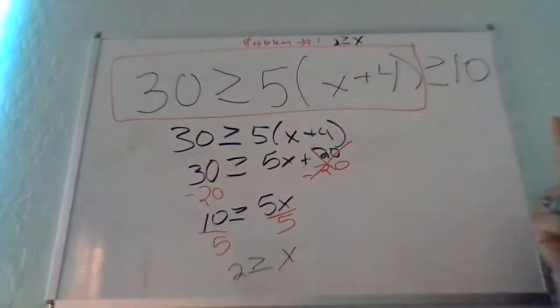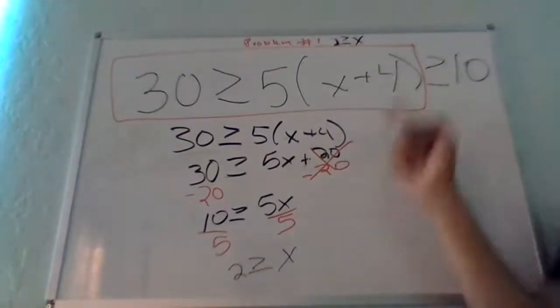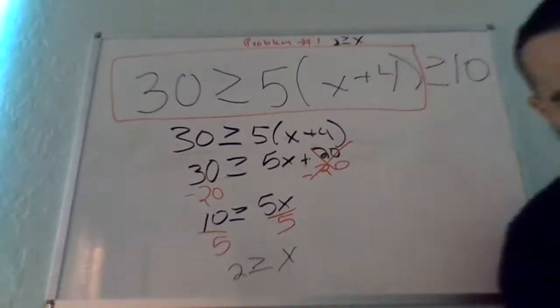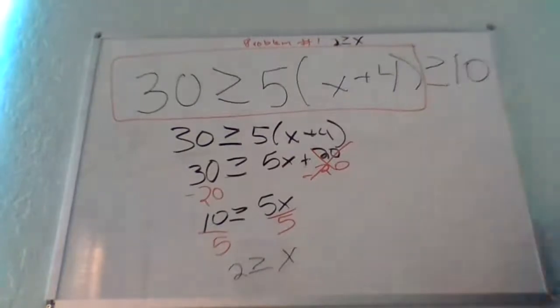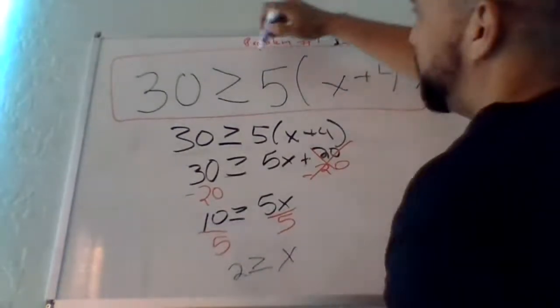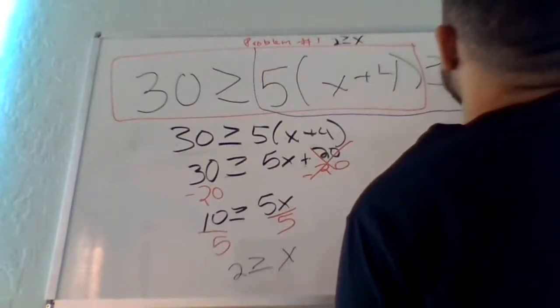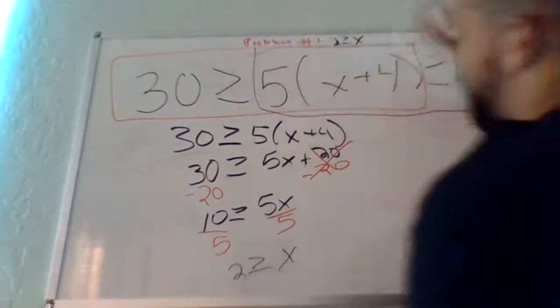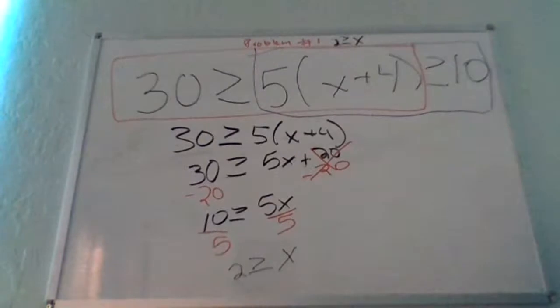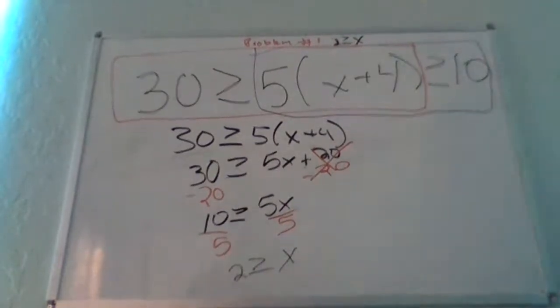So now we need to solve problem number 2, right? Problem number 2 is going to be 5 times x plus 4 is greater than or equal to 10. So now we're going to do the second problem. Any questions before we move on to the second problem? No. No question. Thank you.